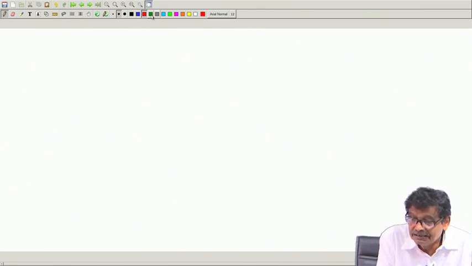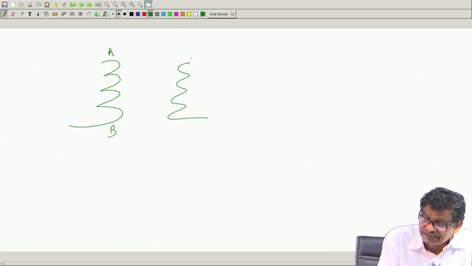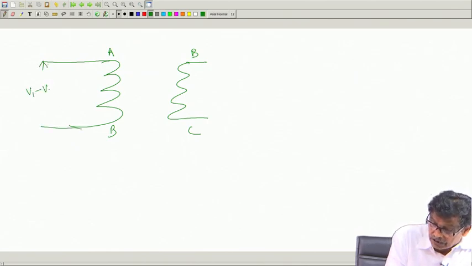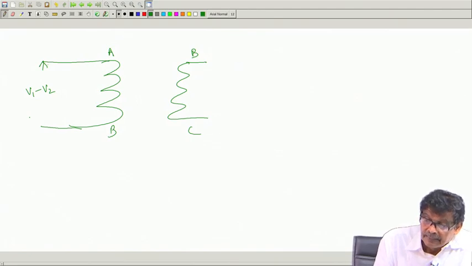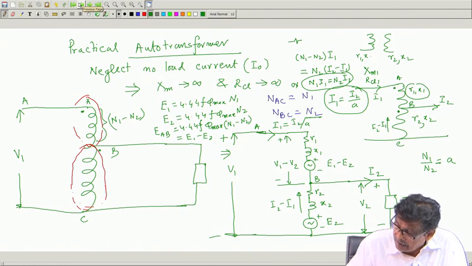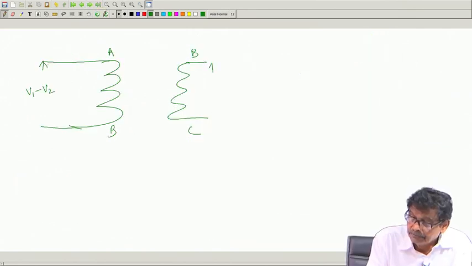What I am telling is, AB is a coil and BC is another coil, these two coils. I find that AB has been supplied with a voltage of V1 minus V2, the terminal voltage, is not V1 minus V2, and this fellow across it is V2.